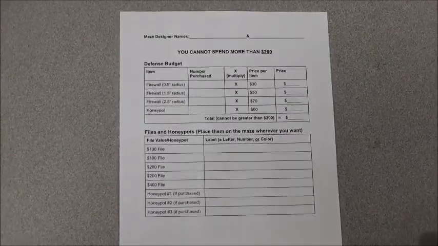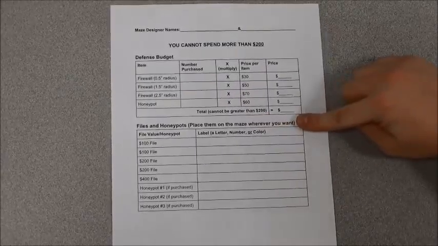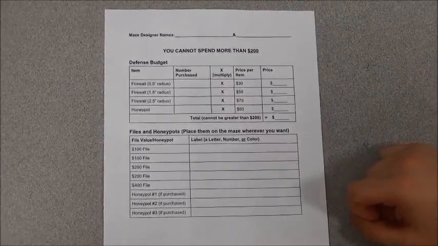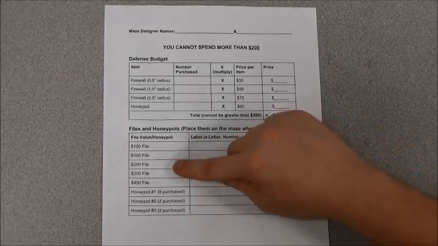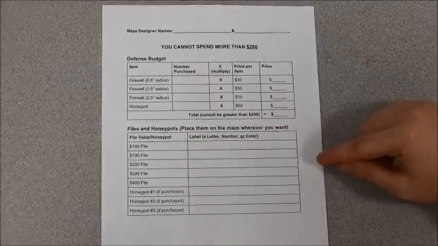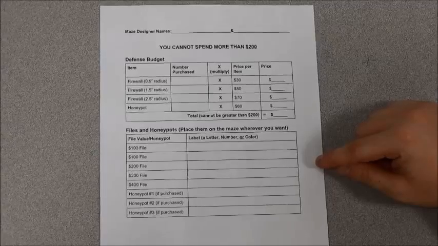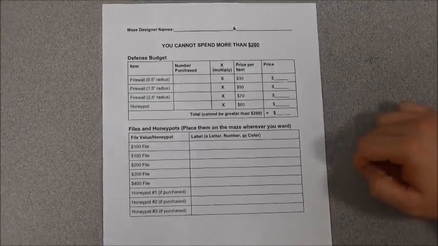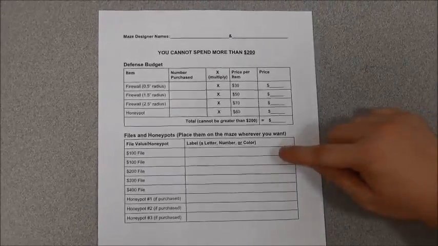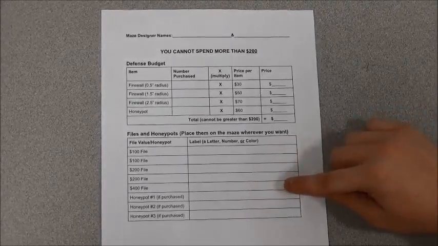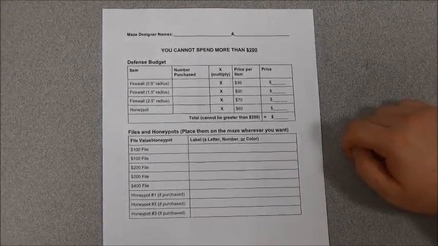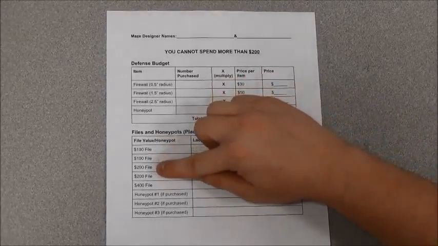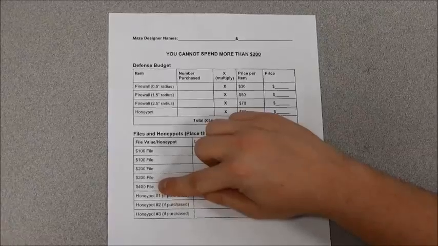Now, refer to the labeling table for files and honeypots on page 1. Tell the students that they have to place all 5 files inside the maze. Make sure that they understand that they can place these files wherever they want inside of the maze and that they have to be clearly labeled. Also, make sure to note to the students that these files are of different values. There are 2 $100 files, 2 $200 files, and 1 $400 file.